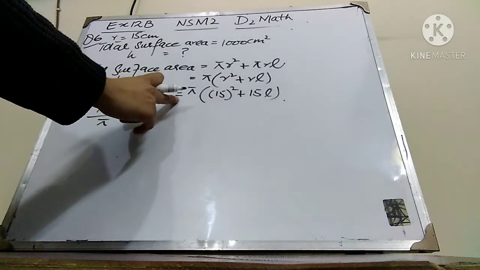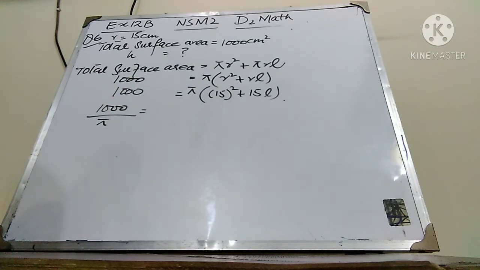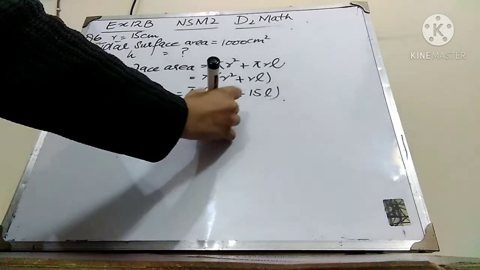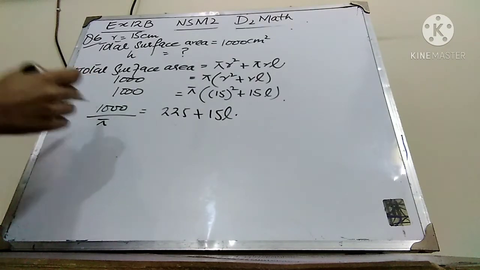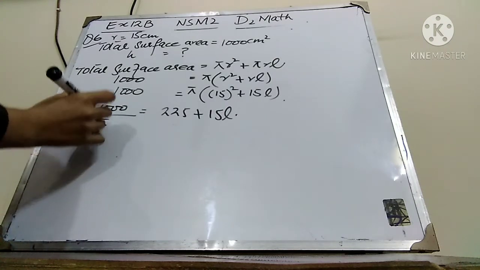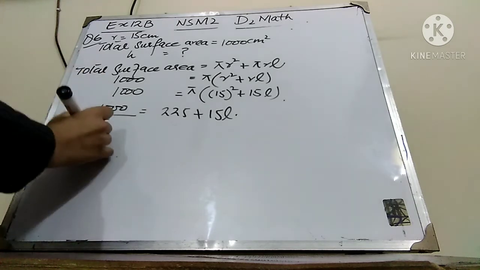Now I have moved pi over here. So what is left? 15 square plus 15 l. So 15 square is 225, and plus 15 l. Now I'm going to divide 1000 by 3.142. The value of pi is 3.142. So I will divide 1000 by 3.142, and I will get 318.2.